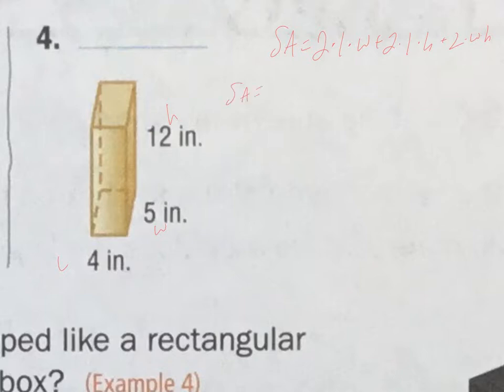Okay, SA equals 2 times a length of 4 times a width of 5 plus 2 times a length of 4 times a height of 12 plus 2 times a width of 5 times a height of 12. We'll do all the multiplication.